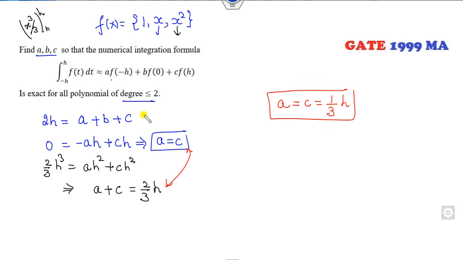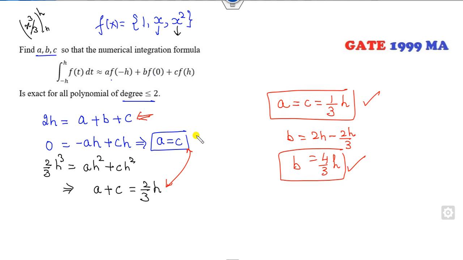So A and C are found, now you can find the value of B here. So what is B? It's 2h minus 2h by 3. So 6 minus 2 is 4. So this is A, C, and this is B, which is the right answer.